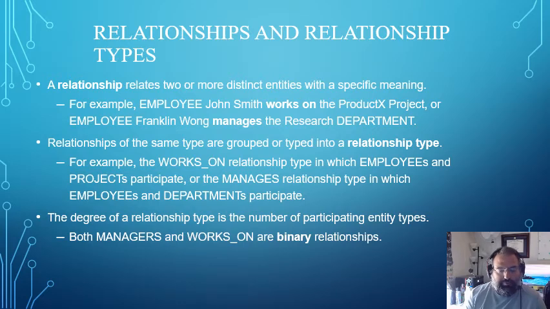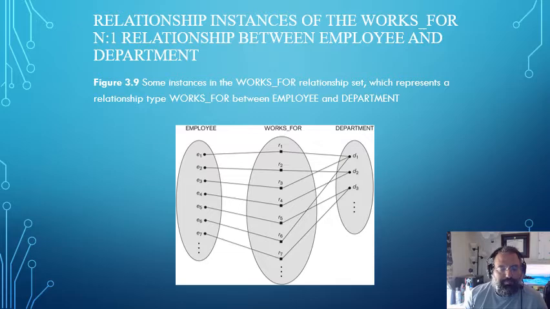Both manages and works on are binary relationships, meaning they're between two things. You'll find that's probably going to be the more common case. Relationship instances of works for: N to one, so that's a many to one relationship between employee and department. So a given employee may work for many departments, right? And a department may have many employees working for it, so to speak.